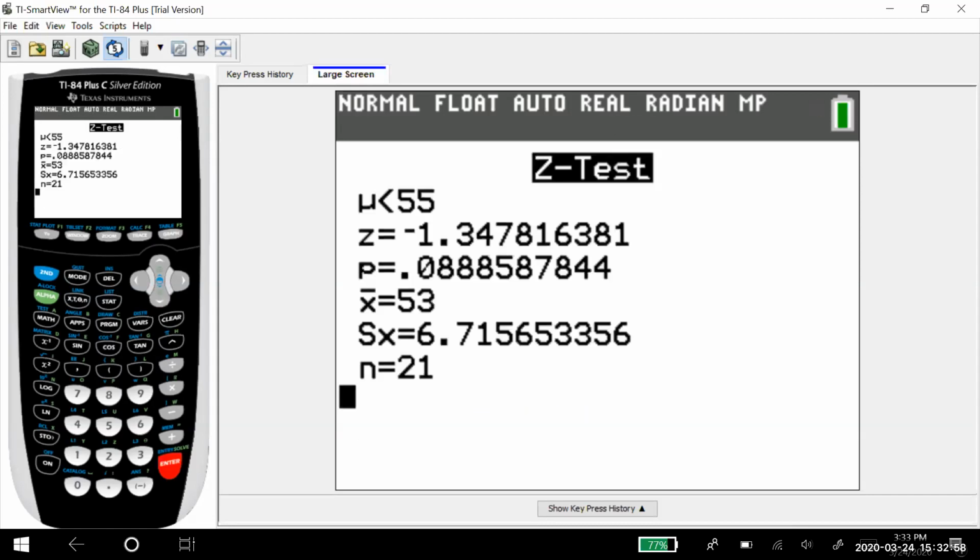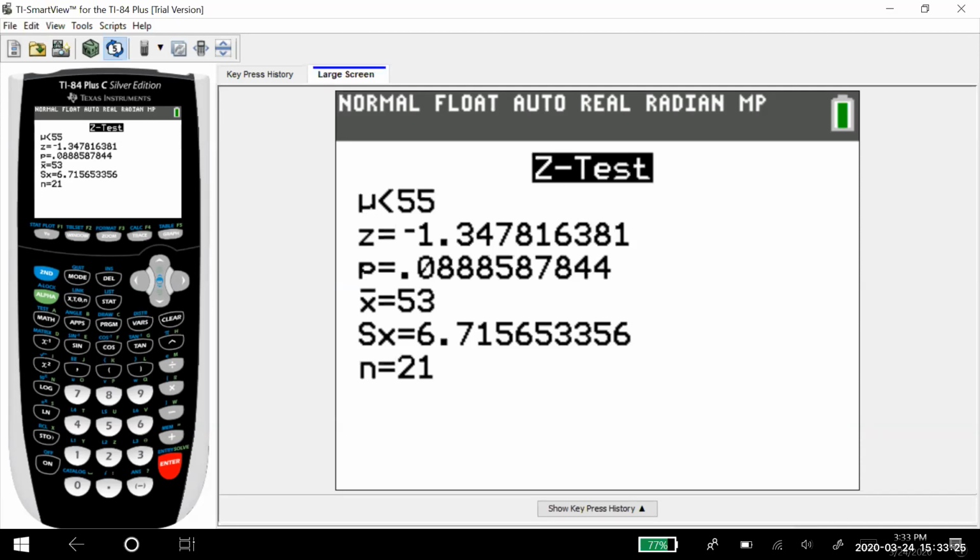Again, there's our Z. If you want the Z value, go ahead and jot that down. I will jot that down because they will ask us that. So let's see. Z equals negative 1.35 because we have to round. The p-value this time, 0.0889. Again, we have to round.